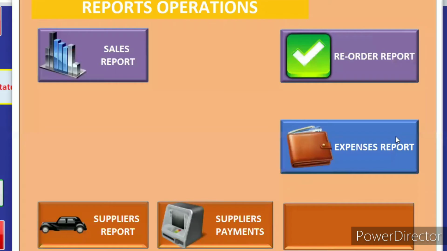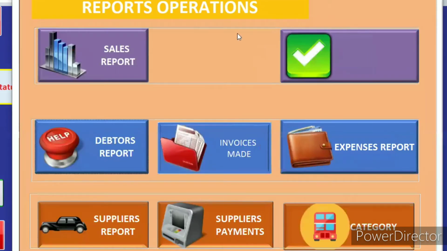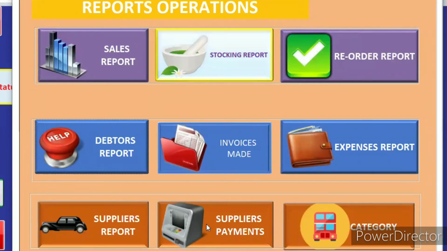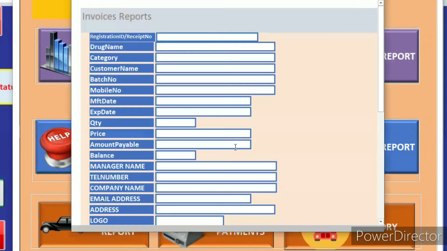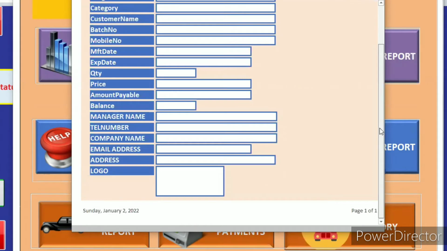I go to reports. This is where you will have access to all your reports. For example, if I go to my invoices, maybe I've sold the drugs and I want the invoices, I click here and it will open all the invoices. You see that I've not sold any drug yet, so that is why the invoice is empty. It's a continuous report, so it will just continue that way for you to print, maybe if you want to print it out for something.